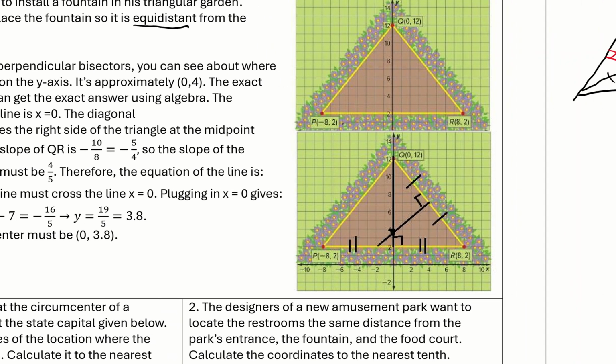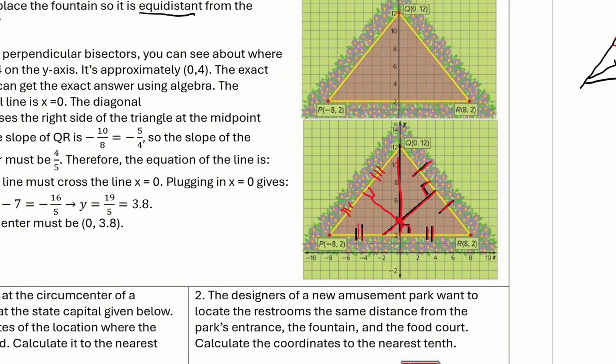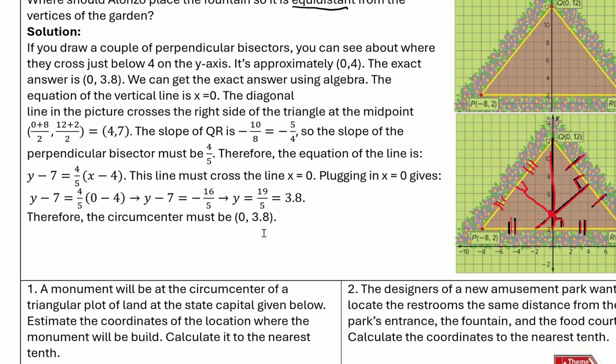So if you do that here in this example, you can see that if I draw these two perpendicular bisectors, that's a perpendicular bisector because it cuts this in half, and that's a right angle. This is a perpendicular bisector. It cuts this in half, and that's a right angle. And if we were to do one more here, you would see that's a right angle, and it cuts this in half. But you can see that they cross just below the 4. There's the 2 and the 4 line there. So it crosses just around below 4. So the answer is around 3.8.